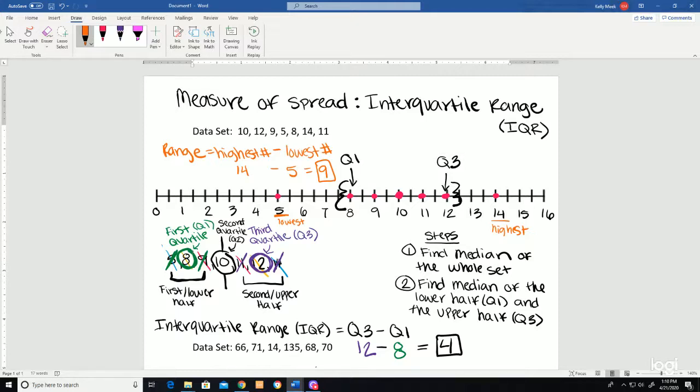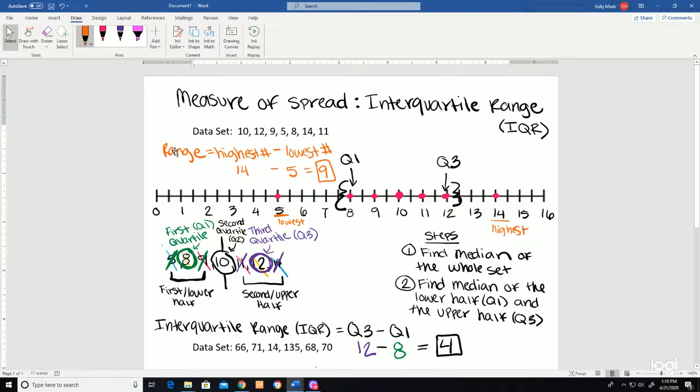which is the median of the second half of data, the upper half, minus the median of your lower half, your Q1. Okay, they want to know the central part of the data. What is the difference between where all the data is gathered up? Not how overall is all the data spread out. So make sure you understand interquartile range is different than the range.